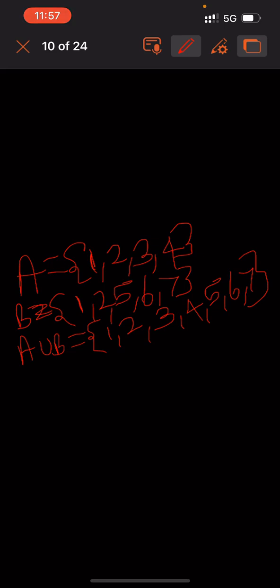Then A intersection B. What are all the common elements here in A and B? The common elements are 1 and 2, that is enough. 1 and 2 only are the common elements in A intersection B.